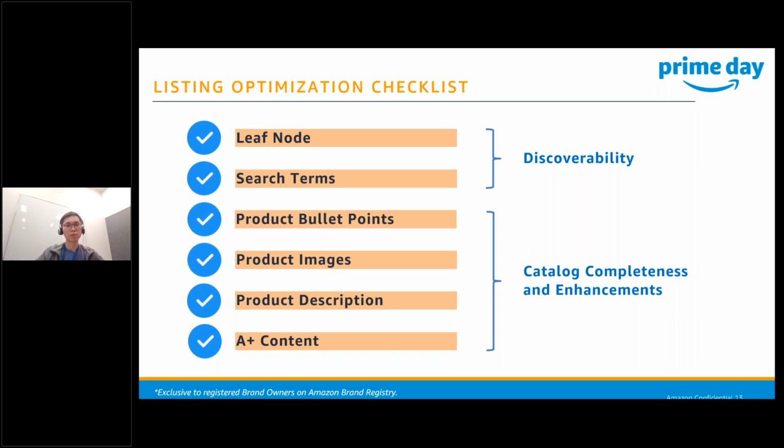So you can see from the slides, there are 6 key things that will impact your listing. Things like the leaf node and search terms will help to improve your discoverability. And then the other things like the product bullet points, the images, description, and A+ content can then help to enhance your listing and your catalog.